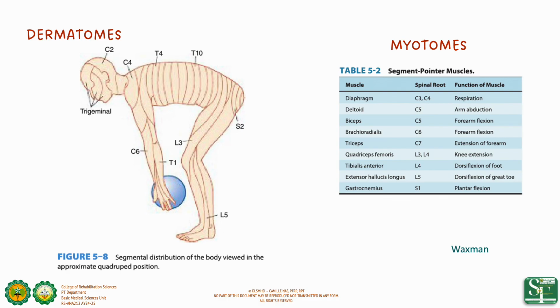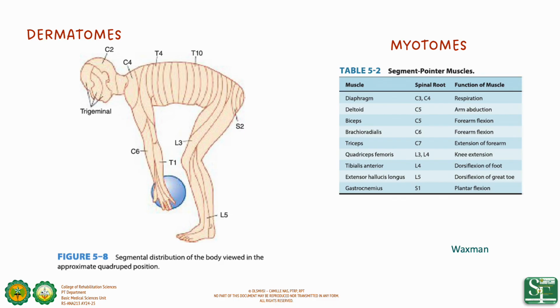From Waxman. So, C2 is at the head, no? Behind the head. C4, shoulder. C5, sa may arm yan. Okay, so may biceps area. C6, lateral epicondyle. C7 is the middle finger. C8, little finger. T1, medial forearm. Okay, and then T4 to T10, following lang yan the thoracic segments.